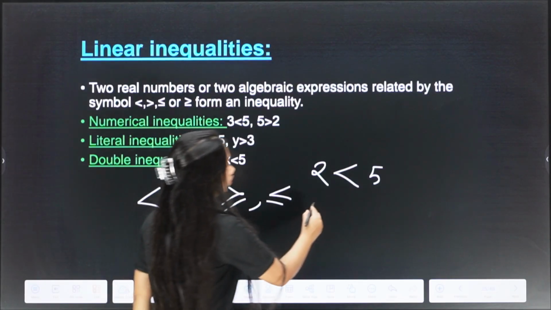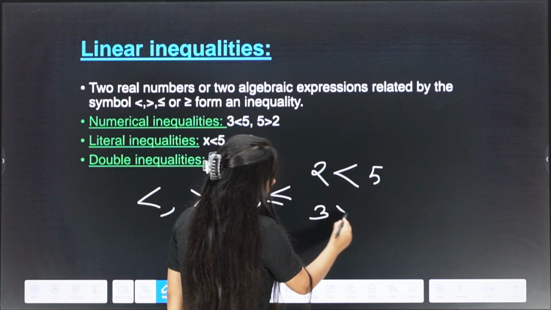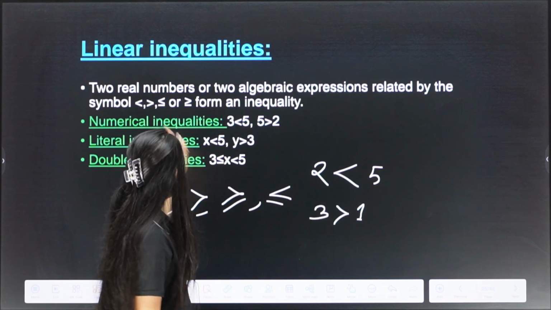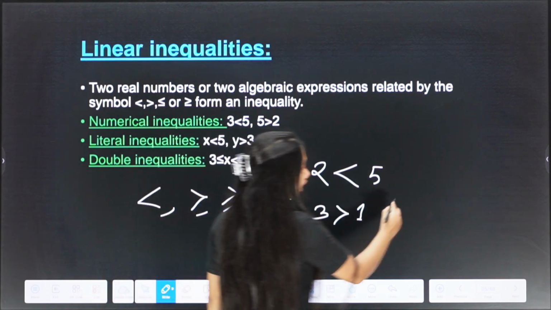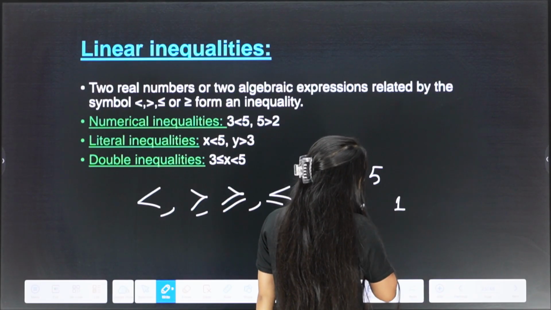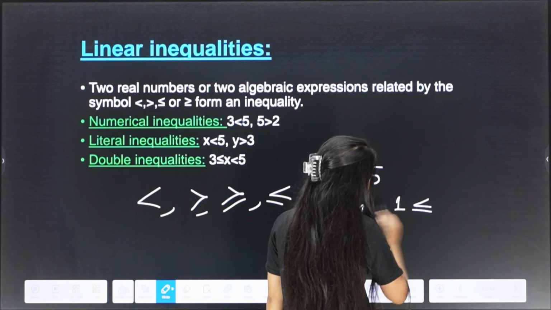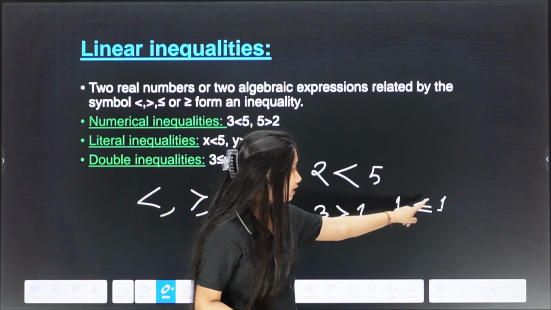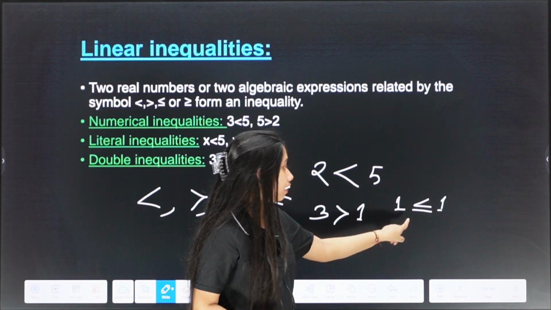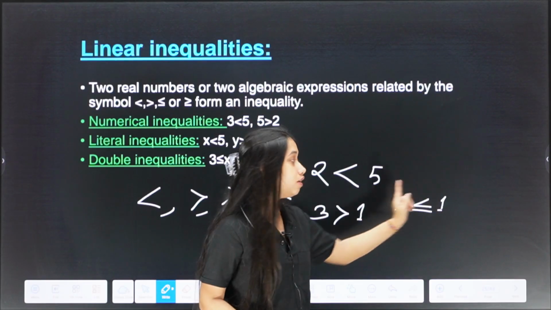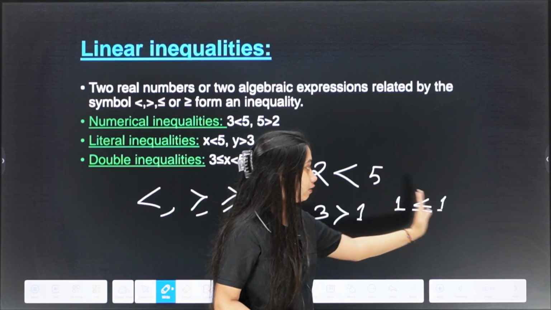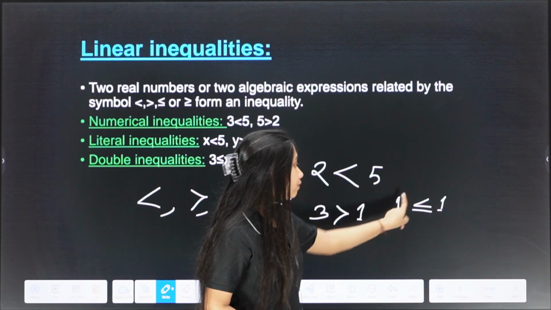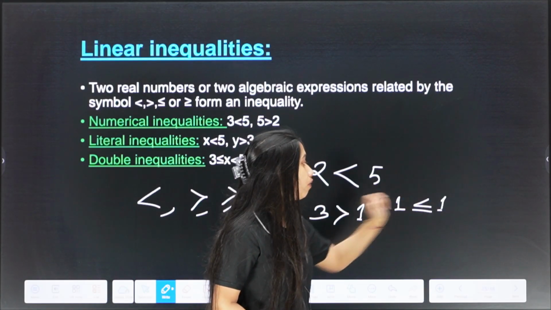Again, 3 is greater than 1. We all know that 3 is greater than 1. Again, for example, if we write 1 is less than or equal to 1. Yes, because 1 may be less than 1 or 1 may be equal to 1. Since 1 is equal to 1, this satisfies the inequality, that is 1 less than or equal to 1.